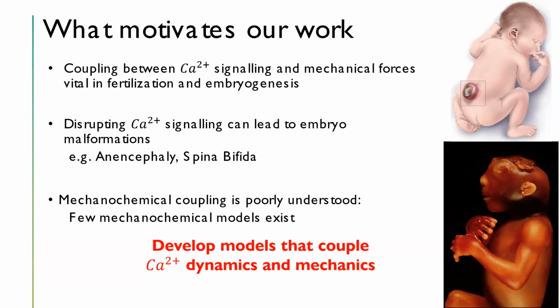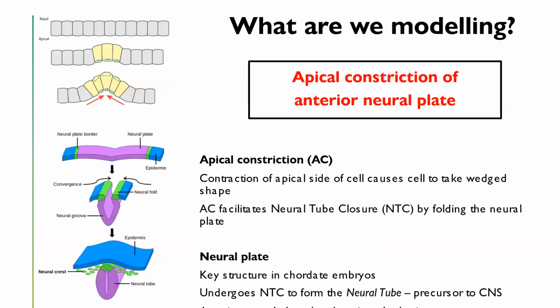The mechanochemical coupling between calcium signaling and the mechanics is poorly understood, and few mechanochemical models exist at present. So, my PhD is to develop the models that couple the calcium dynamics and the mechanics. So, what is it that we are modeling? In short, the apical constriction of the anterior neural plate. Now, what do those terms mean?